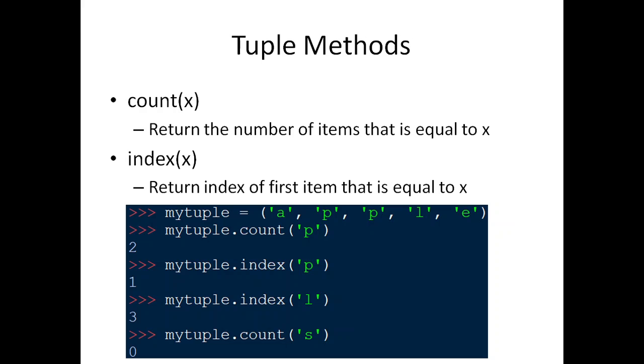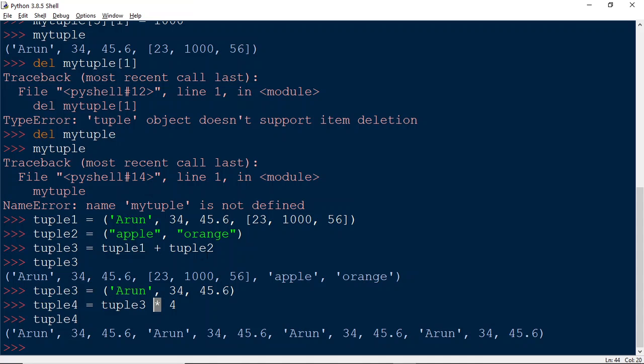Then we have tuple methods. We have seen many list methods, and most of them can be used here also. Similarly, we have tuple methods. The first one is count of x, which returns the number of items that are equal to x. We will see that example. Then there is another method, index of x, which returns the index of the first item that is equal to x. Let's see some examples. I am creating a new tuple, my tuple equals, and I am storing apple.